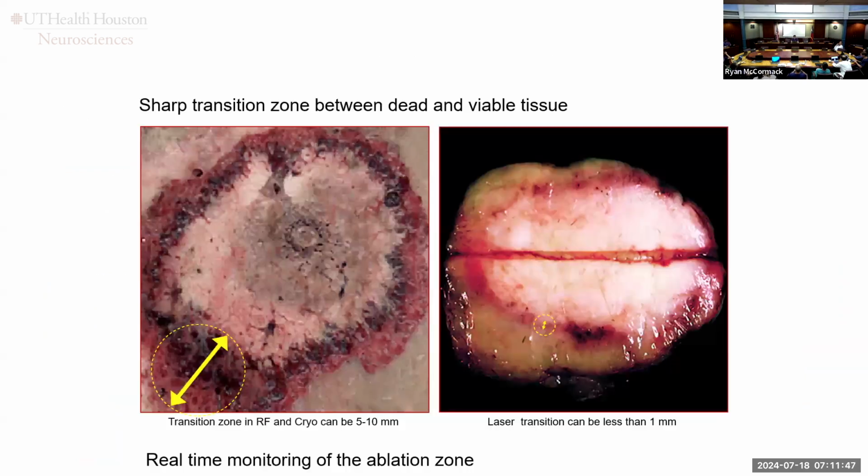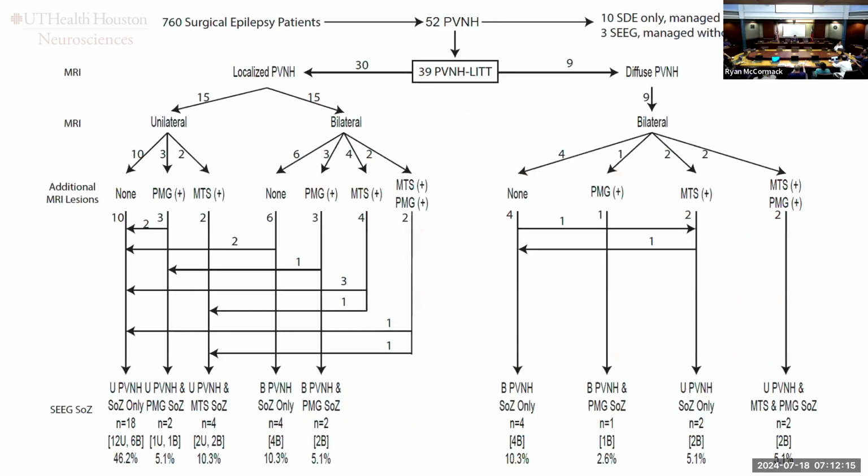This is also very successful at allowing you to have very controlled ablation. This is the big problem, like I said before, with RF and cryo, where the ablation transition zone is in the range of 5 to 10 millimeters, whereas with laser, you have a very minimal transition zone between normal cortex and ablated tissue. Now we're going to go to what we've seen and what we're looking at with the paper.